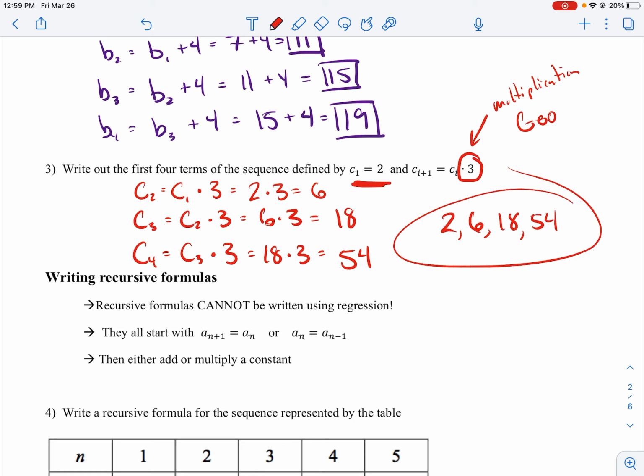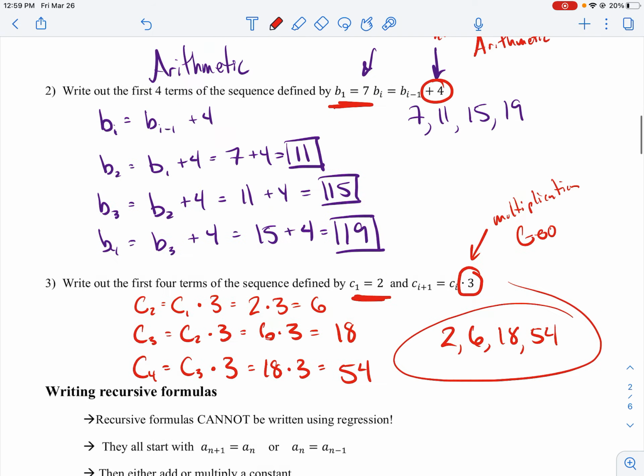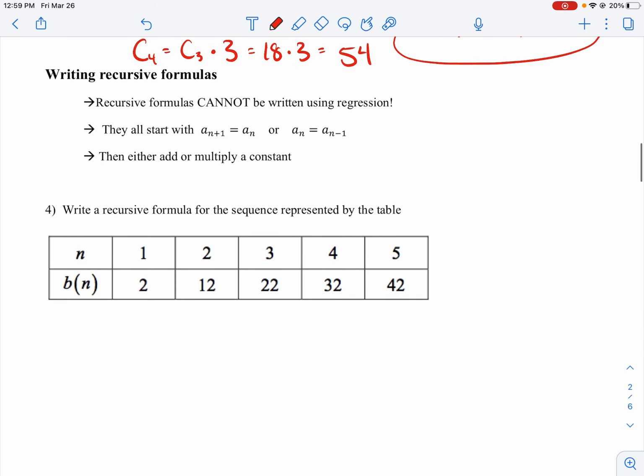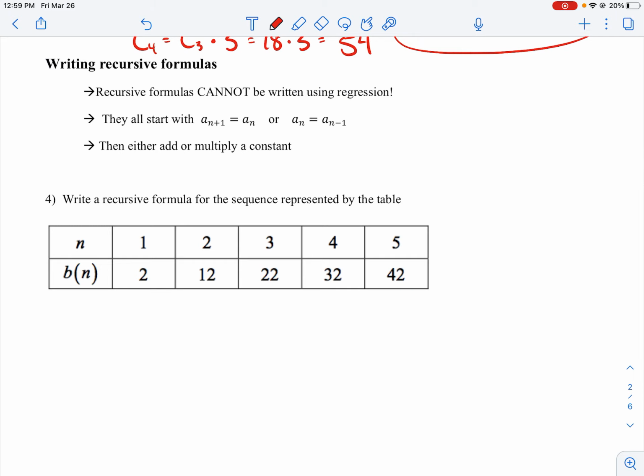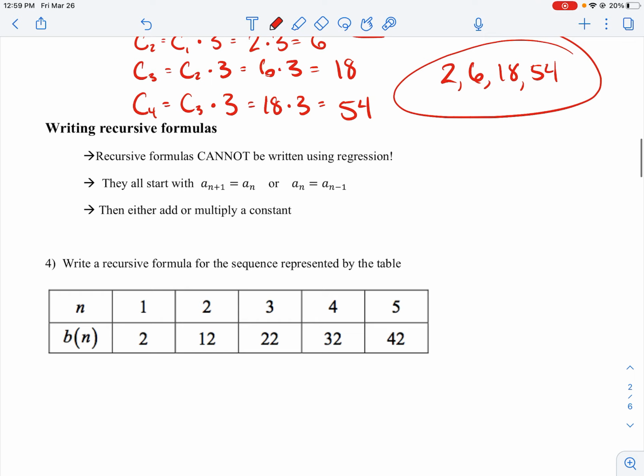Okay. So that being said, hopefully that makes a little more sense. Let's go down to actually writing these guys. Now, writing them is really kind of a snap, guys. So when you're writing recursive formulas, we cannot use our calculator. So we cannot use regression, which is okay because we don't even need it anyway. It's really not that bad, I promise you.